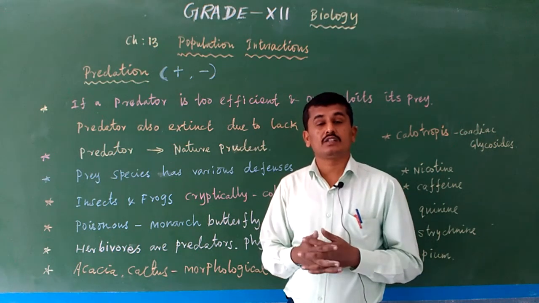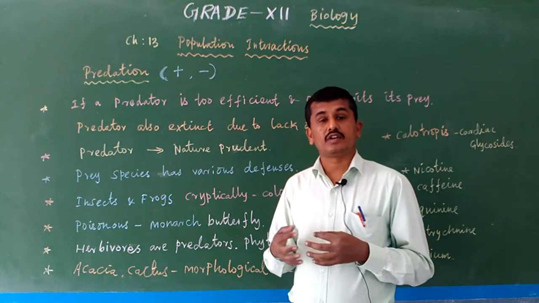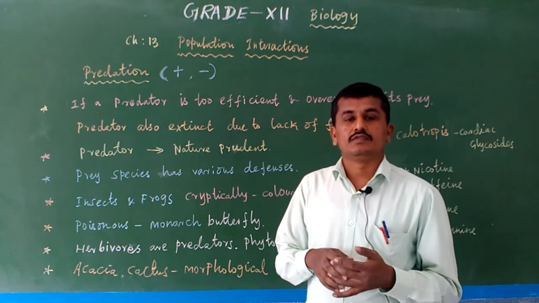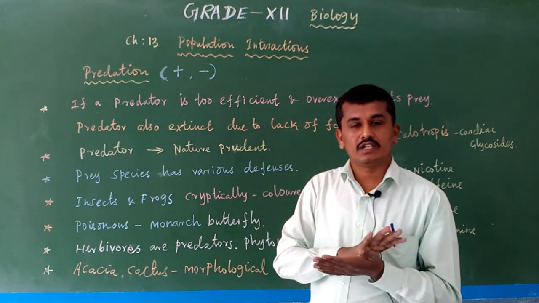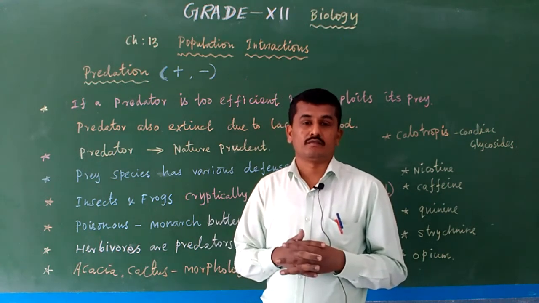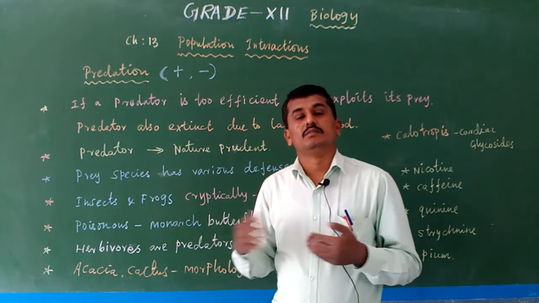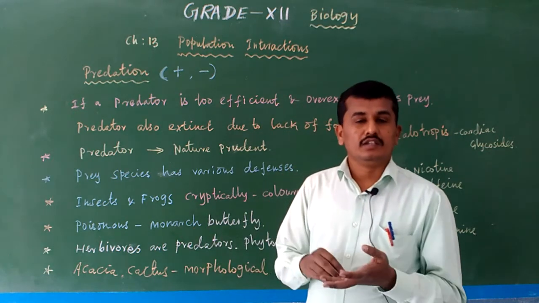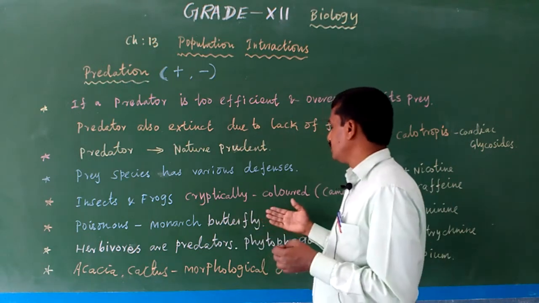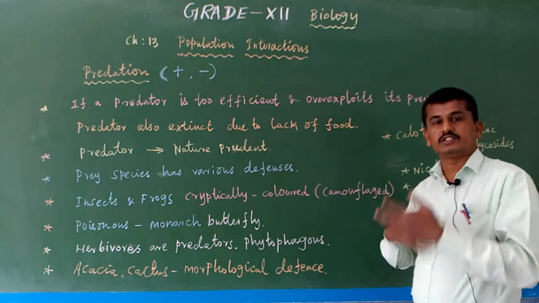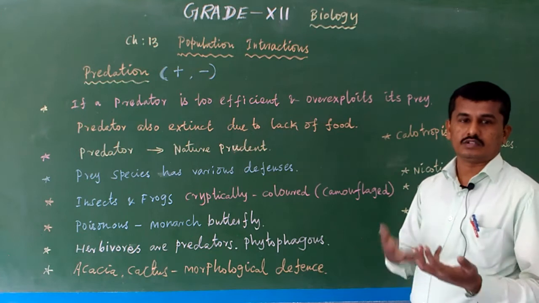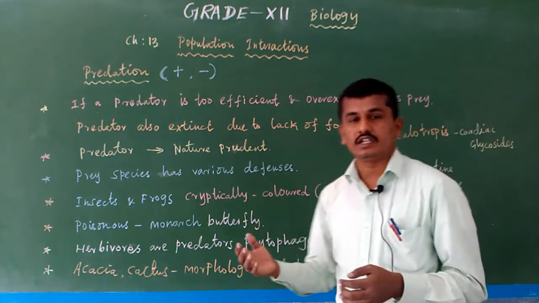Some frogs are also green in color because the frog is eaten by a snake. While searching for food, the snake cannot see the frog, which becomes green, like a leaf color. It escapes from the snake. So to escape from predators, insects, frogs and other organisms are camouflaged. Camouflaged means cryptically colored. They change their color like a chameleon. A chameleon changes according to the situation, but in frogs and other insects the change is permanent.